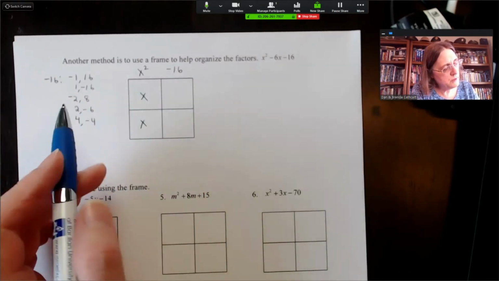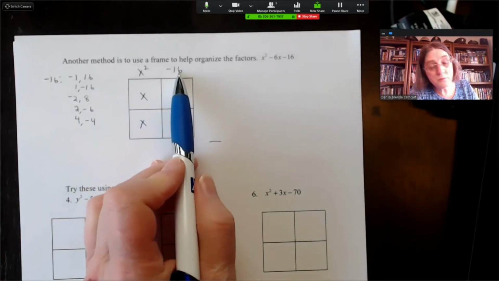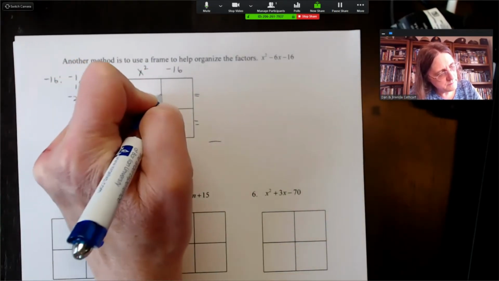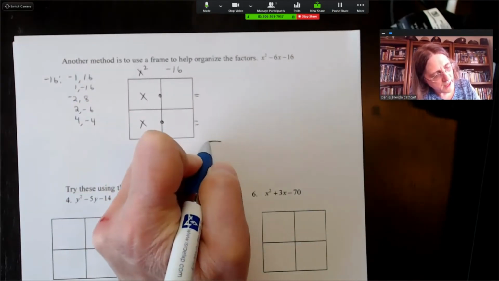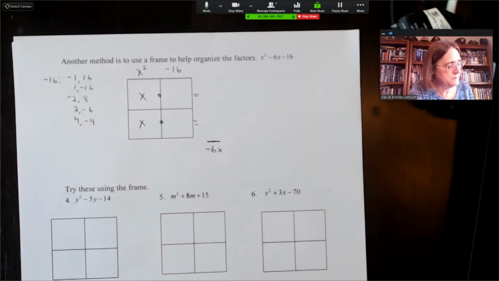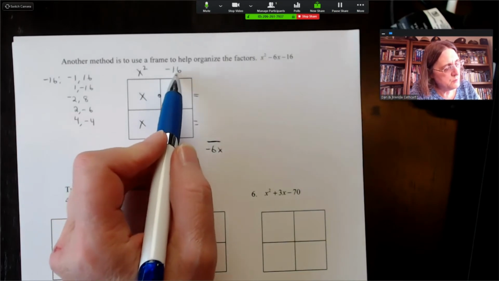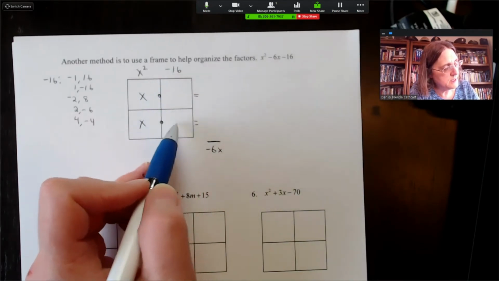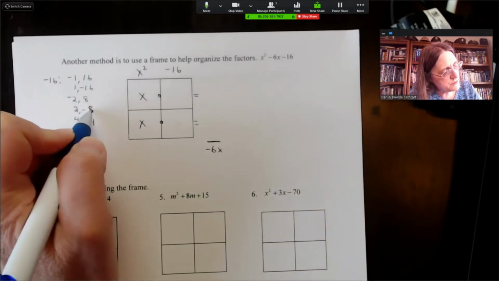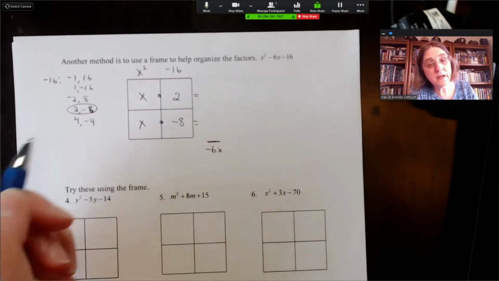I'm going to take the numbers I put in these two boxes to multiply to negative 16, multiply them by x here, and then add them to get my middle term of negative 6x. My goal here is to get negative 6. So as I look at ways to multiply to get negative 16, I'm looking at this pair of 2 and negative 8.